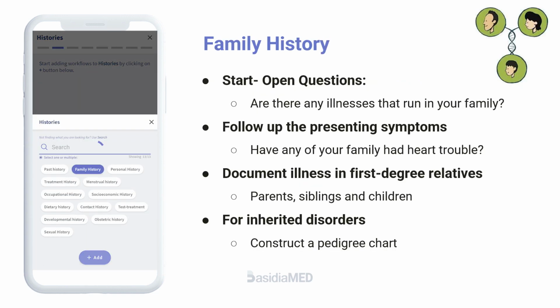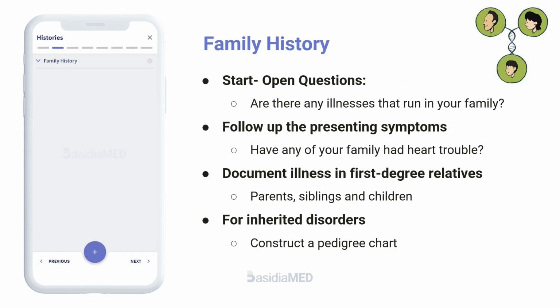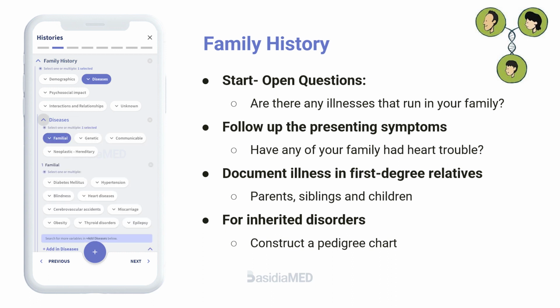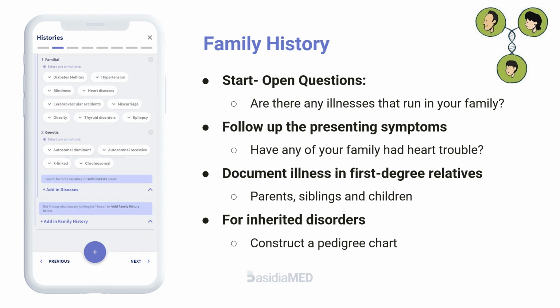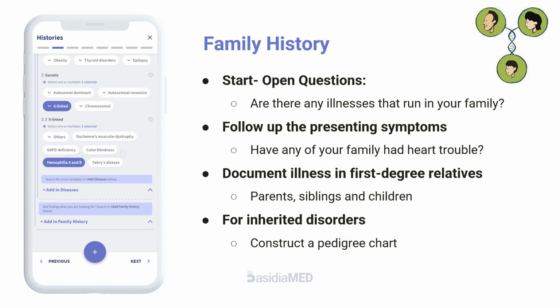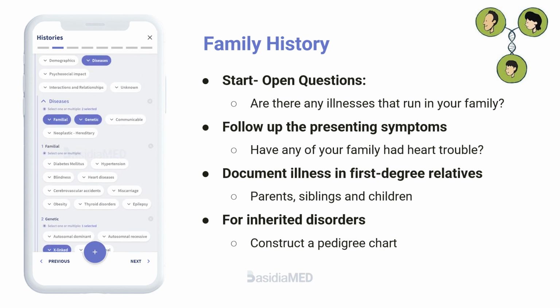Family History. Start with open questions, such as, are there any illnesses that run in your family? Follow up the presenting symptoms with a question like, have any of your family had heart trouble? Document illness in first-degree relatives, that is, parents, siblings, and children. If you suspect an inherited disorder, such as hemophilia, construct a pedigree chart.